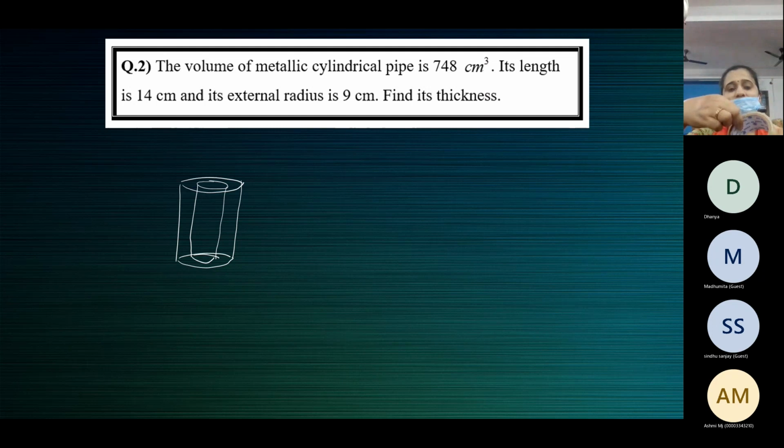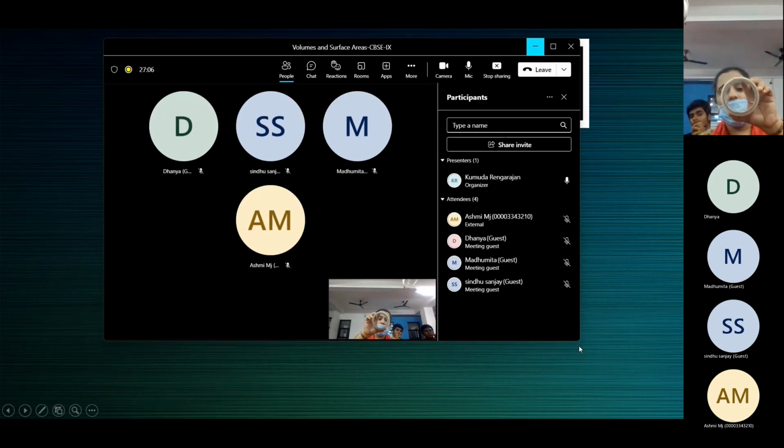And see here, there's some thickness. The wall of the pipe is thick. This is the wall of the pipe, and it's thick. You can see two circles, one inner circle and one outer circle. Correct? You can see two circles.